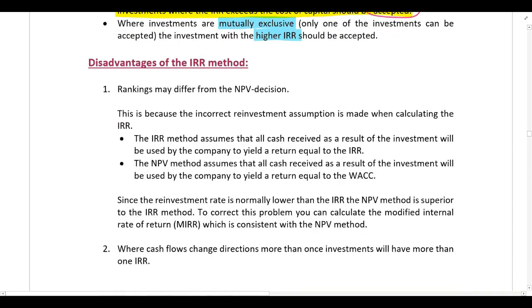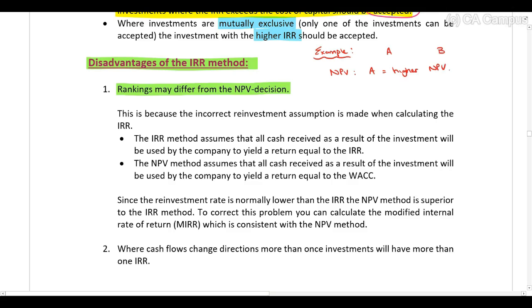We then need to look at 2 disadvantages of the internal rate of return method. The first disadvantage is the rankings may differ from the NPV decision. Let me give you an example over here. Let's say the company is considering 2 different investments. We have investment A and we also have investment B. When I perform the calculation using the NPV method, I find that investment A has a higher net present value. So if A has a higher net present value, we would invest in A.